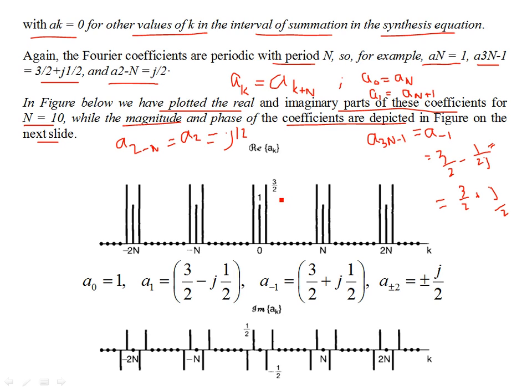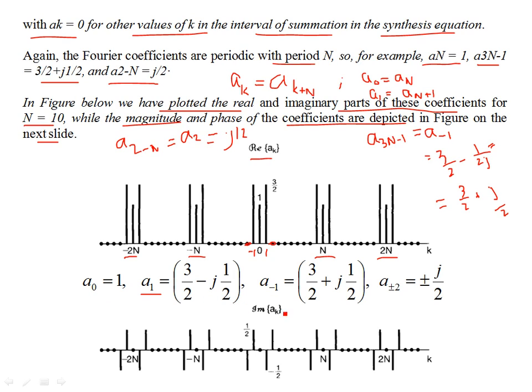So over here you see the real parts of the Fourier coefficients. a naught is 1. Then the real part of a1 is 3 by 2. You can see on both sides, 1 and minus 1, you have the real parts. And for a2, there is no real part, so it comes with 0. This thing repeats at capital N as well, and then it repeats at 2N as well. Similarly, minus N, minus 2N, and this goes on repeating itself.